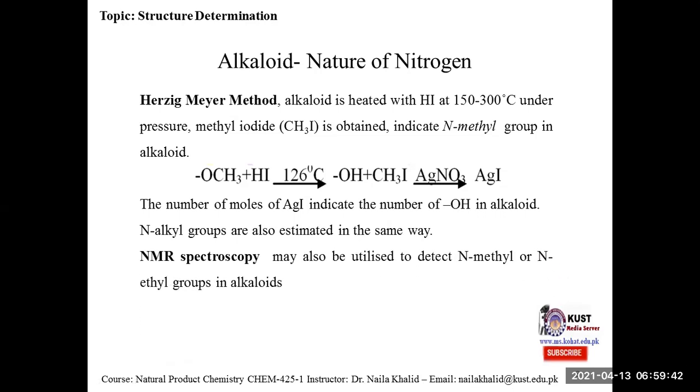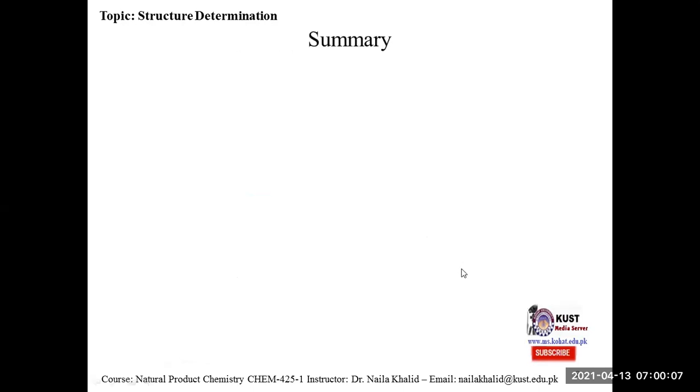NMR spectroscopy is a very useful tool. It is a physical method to determine the nature of alkyl groups on the nitrogen. The nature of the nitrogen, whether it is primary, secondary, or tertiary, can be determined, as NMR spectroscopy can be used as a physical method for determination of the functional nature of this nitrogen.